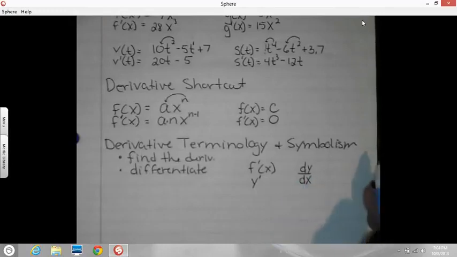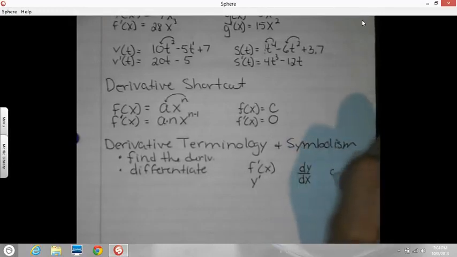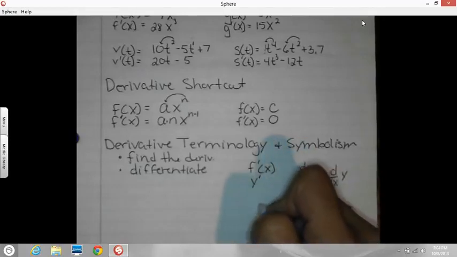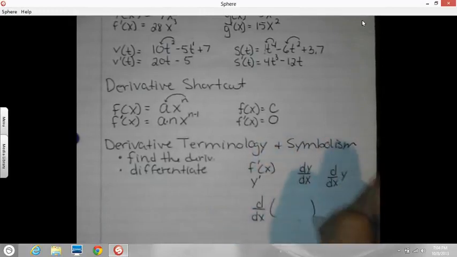Dx of y. So it's the derivative with respect to x of function y. All 3 of these are the same. The y prime, the dy dx, and dx of y are all the same. And the other one is dx of some kind of a function in there. This is telling you to take the derivative of what's inside the parentheses.